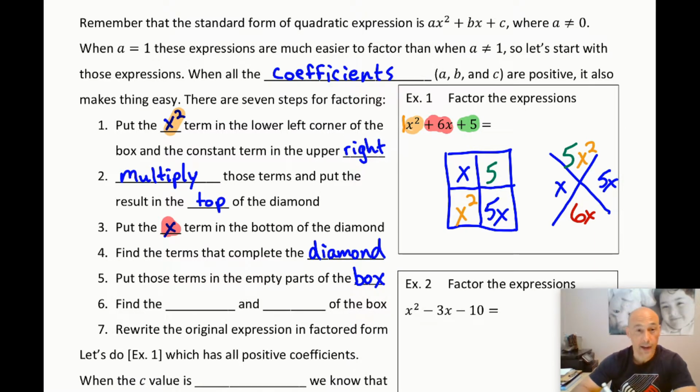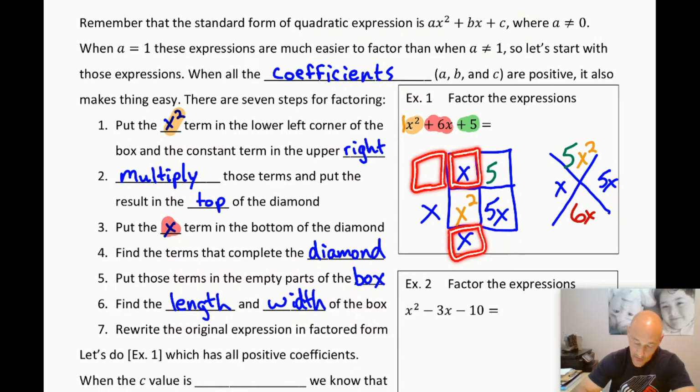Step 6, find the length and width of the box. So something times something equals x squared. X times x equals x squared. X times something else is equal to x. Oh, x times 1 is x. X times something equals 5x. All right, that's 5 because x times 5 is 5x. And then check, does 1 times 5 equal 5?